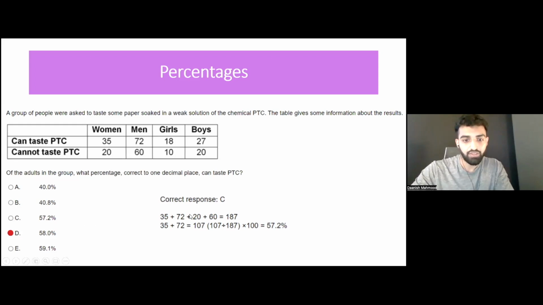Okay, so this question is quite a simple one. Again, you can do a lot of eyeballing on this. This first calculation here, 35 plus 72 plus 20 plus 60. Now, you may want to do that on your calculator, but adding 20 and 60, it's just a waste of time. It's 80, right? I'm sure you guys can figure that out. It's 80 in your head. If you want to do the whole thing in your head and you're confident doing that as well, 100% go for it, because the less you use your calculator, the more time you save. And yeah, that's all.